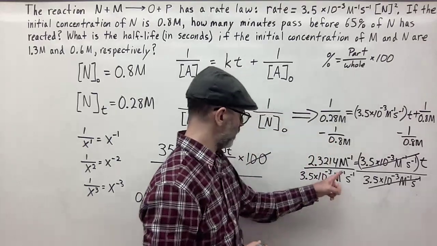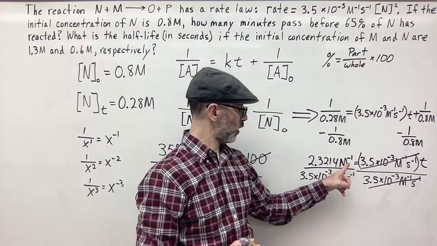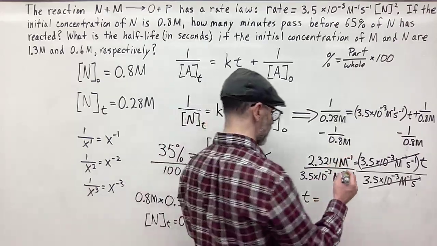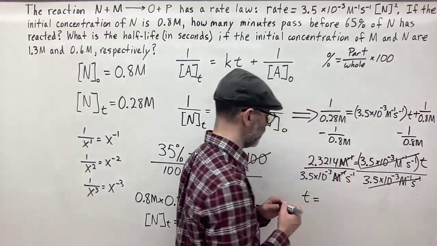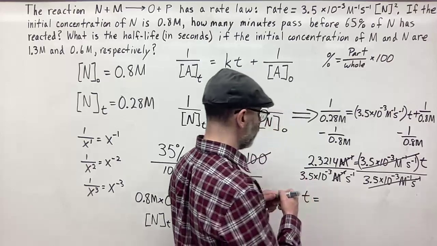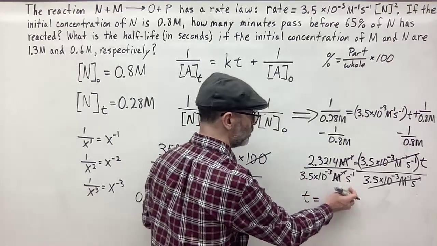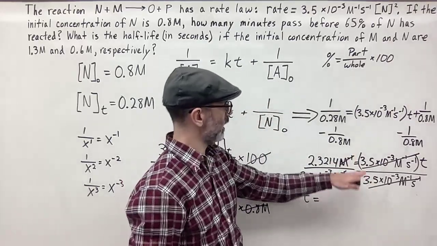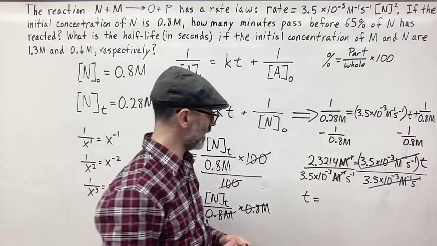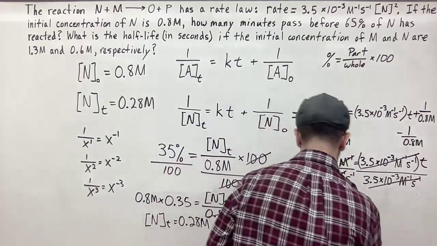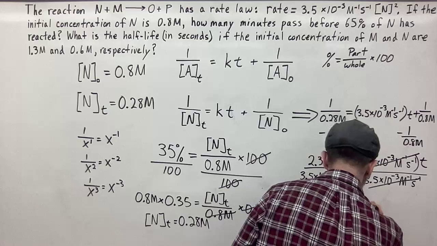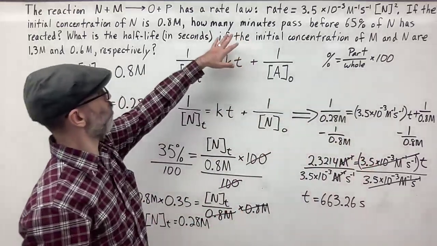Now, before I divide them, notice I have molarity to the negative 1 here, and I have molarity to the negative 1 here on top and bottom. So that's going to cancel out, leaving me with per seconds on the bottom. But remember, if I bring it from the bottom to the top, I have to change the sign. So bringing it to the top would be seconds. So I'm going to get time in seconds here. So when I divide this, I get 663.26 seconds.